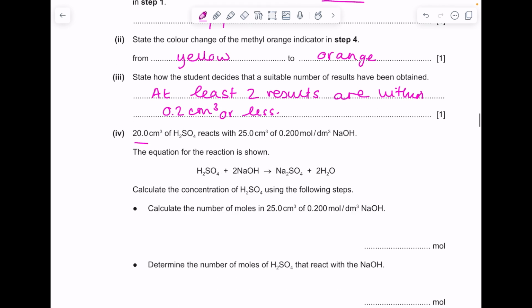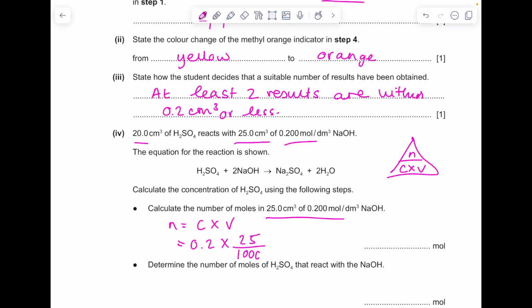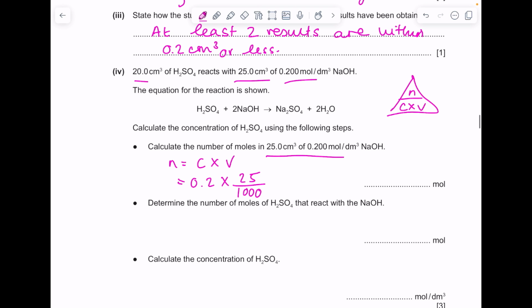20 centimeters cubed of sulfuric acid reacts with 25 centimeters cubed of 0.2 molar sodium hydroxide. The equation for the reaction is shown. Calculate the concentration of sulfuric acid using the following steps. Calculate the number of moles in 25 centimeters cubed of 0.2 molar sodium hydroxide. Use this formula triangle, which states that number of moles is concentration times volume. Our concentration is 0.2 mole. The volume, be careful, it needs to be in decimeters cubed, so divide by 1,000. The answer here is 0.005 mole.